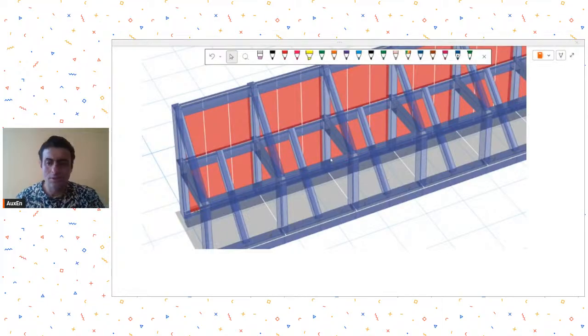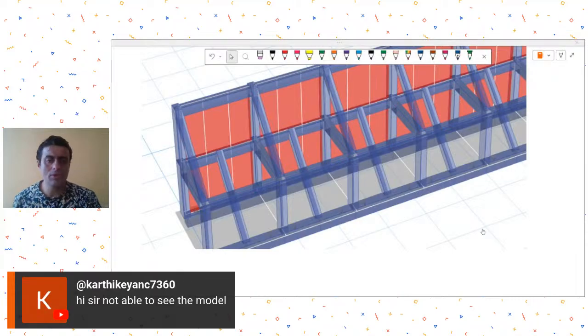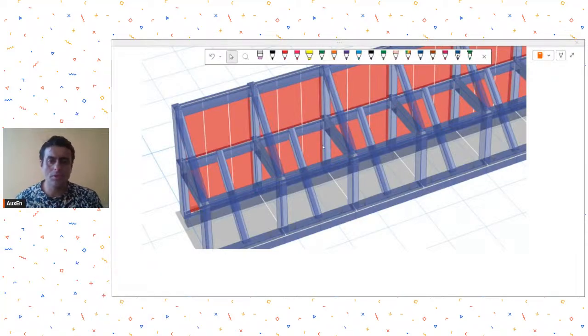Yeah. So, not able to see the model? No, because I'm not showing the model. I'm just showing you the screenshots from the model.